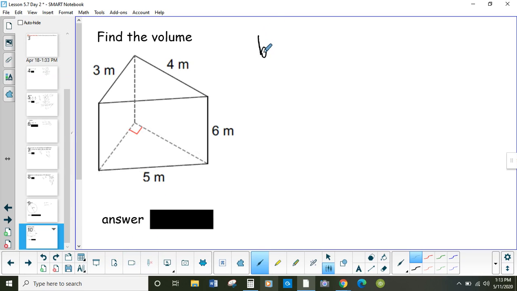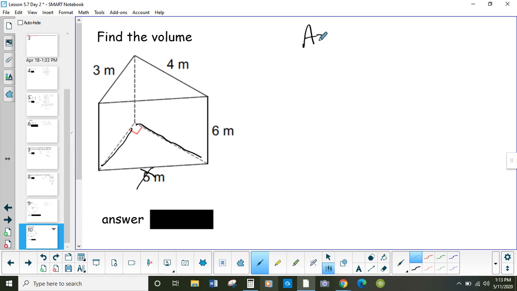And base and height are always perpendicular. So you must use the ones that make the rectangle. I'll say it again. You have to use the numbers that make the rectangle. We won't be using 5 for anything for this problem. So I go 3 times 4, because that's base and height of the triangle, not of the whole prism.